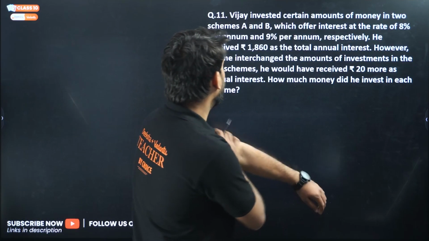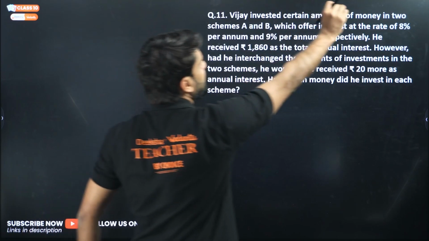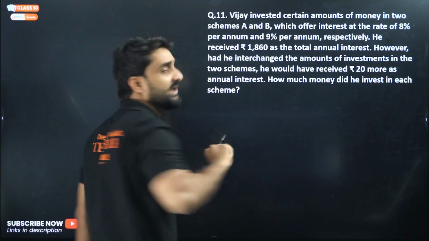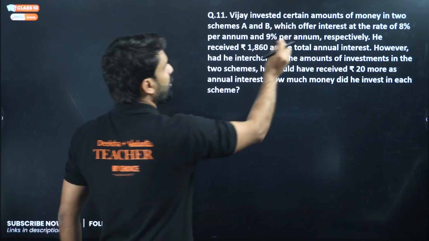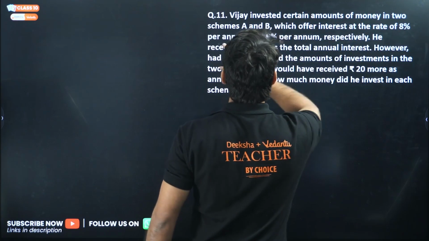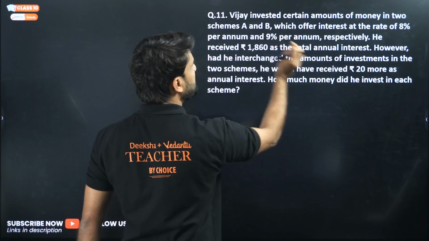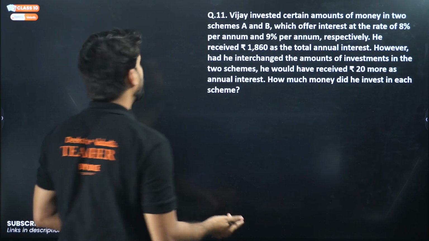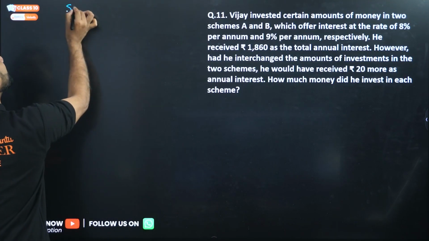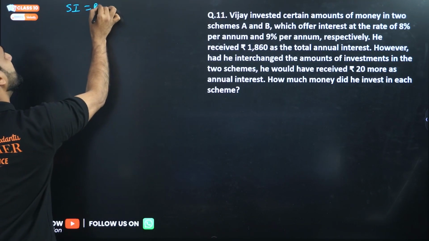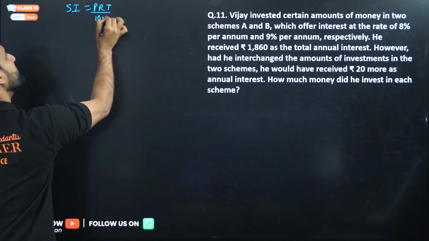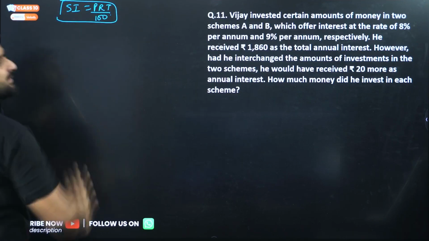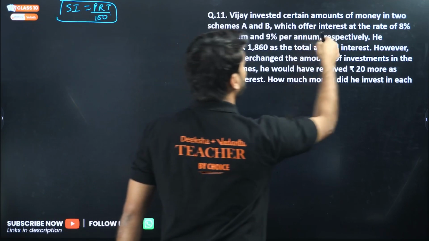Question number 11. Vijay invested a certain amount of money in two schemes A and B, which offer interest at the rate of 8% per annum and 9% per annum. So we are talking about interest. So you should have the formula of simple interest, which is equal to PRT by 100. Right? This is the formula: principal, rate and time. Per annum means we are talking about 1 year.